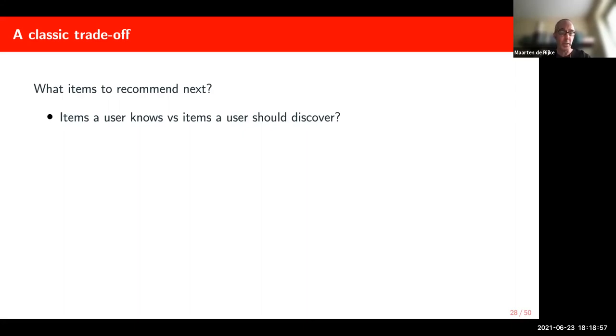So in the recommendation setting, what items to recommend next? If we are in a setting where we see an awful lot of repeat behavior, then shouldn't we simply do that as a first approach? Just recommend what a user has seen before, has actually positively interacted with before. How often should we, and should we do it at all, offer opportunities for discovery?